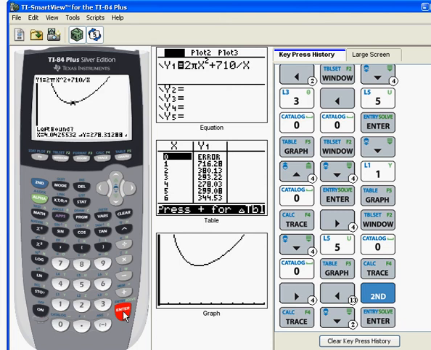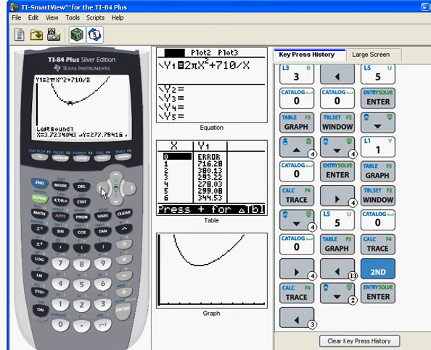So we hit enter. The TI-84 will ask you for a left bound. The TI-89 will ask you for a lower bound. Lower and left mean the same thing. Go left of where you think the minimum is occurring. So you'll notice I have my flashing cursor over to the left of where I think the lowest point of this graph is. I hit enter one time.